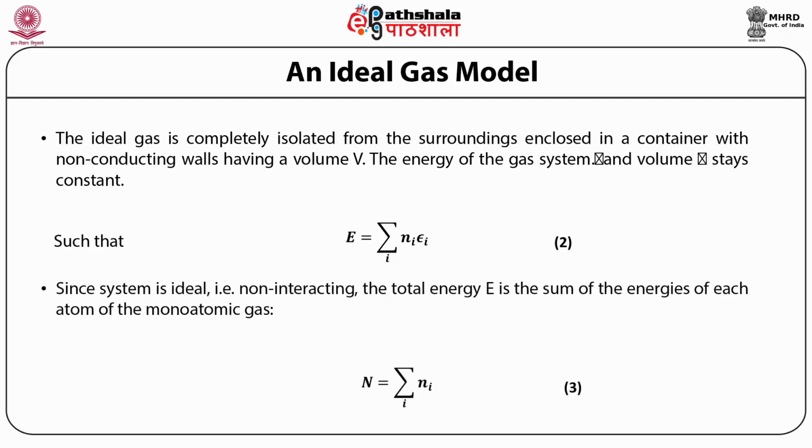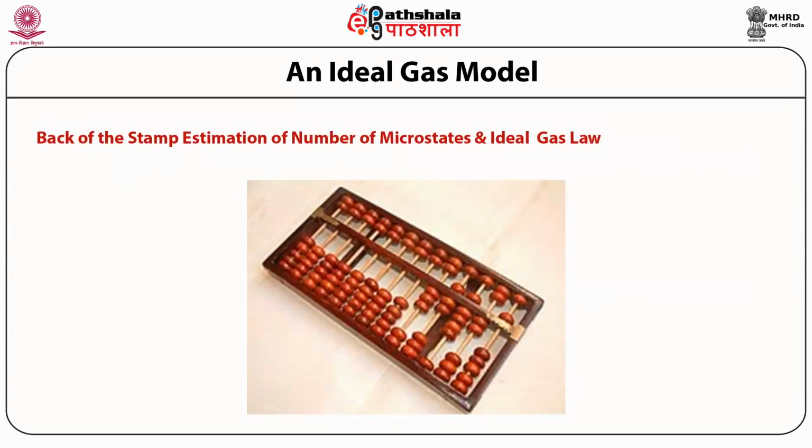Since the system is ideal, that is non-interacting, the total energy E is the sum of the energies of each atom of the monoatomic gas, that is, capital N is equal to the summation over i of N_i. Back of the stamp estimation of number of microstates and ideal gas law.